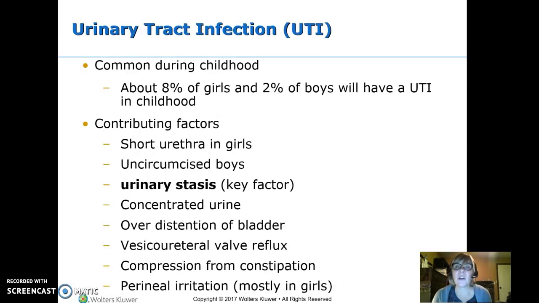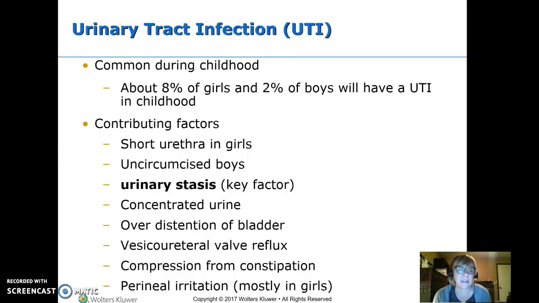So urinary tract infections are very common during childhood. About 8% of girls and 2% of boys will have one. Things that contribute to it. With girls, it's that short urethra. So any germs on the tissue only have this tiny little bit to go to get right into the bladder. In boys, our rates are higher if they're uncircumcised. The biggest factor is urinary stasis, old urine sitting in the bladder, concentrated urine. So they're a little dehydrated.